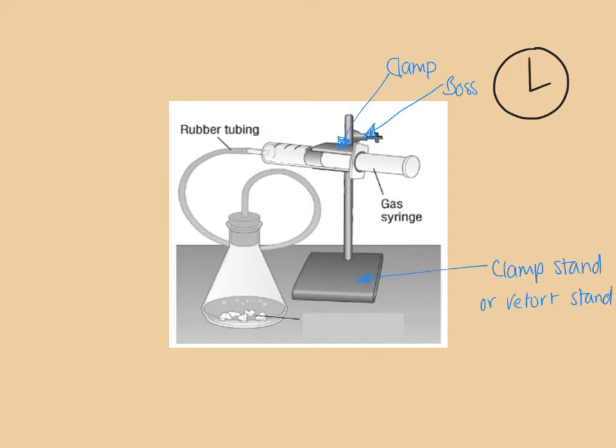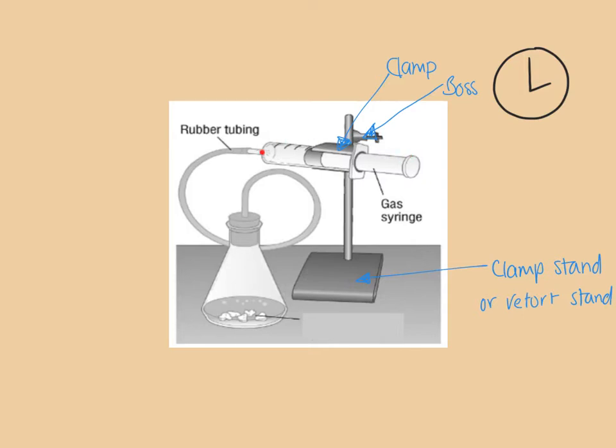So starting over on this side, we have got the clamp stand, which is what most students call it. It's also called a retort stand. At the top of the clamp stand, we have got the clamp, which holds the gas syringe, and that is connected to the retort stand using what we call a boss. That's the thing with the 2 wing nuts on it. So as long as you know clamp stand or retort stand and clamp, probably okay with that for now.